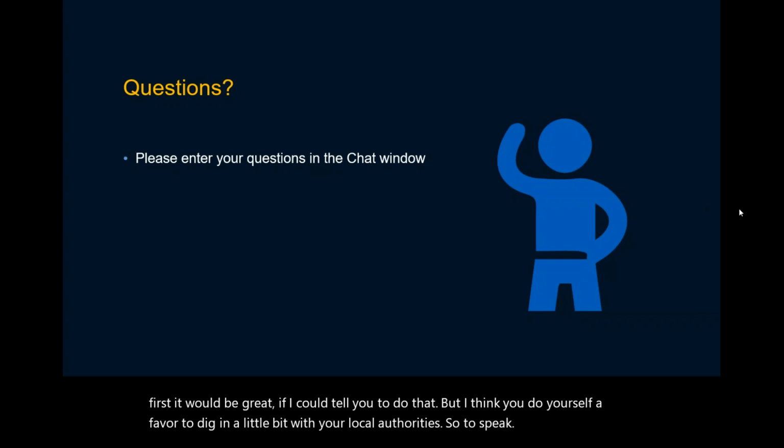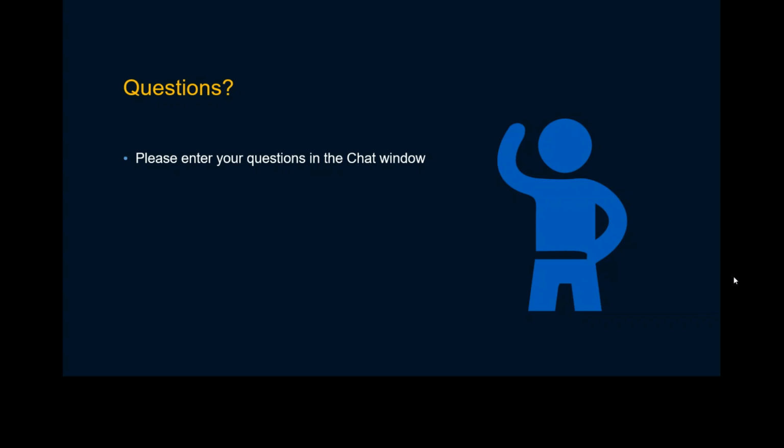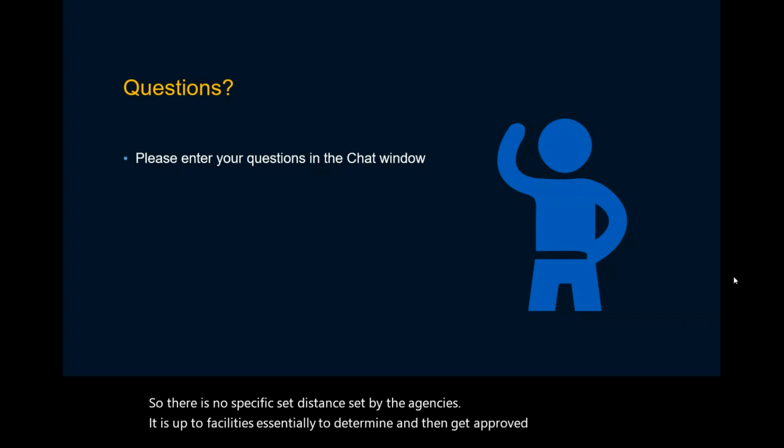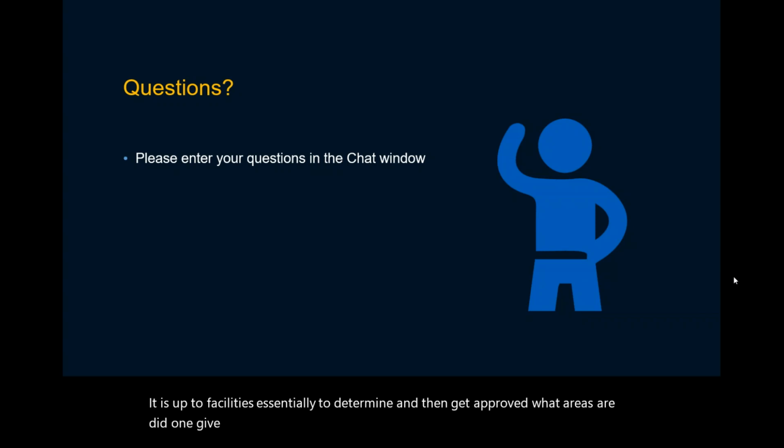Second one I have here is, how does the proximity to a known venting point with natural gas affect the division classification? Are there set distances from these points where you can get to Div 2 from Div 1? So there's no specific set distance set by the agencies. It is up to facilities essentially to determine and then get approved what areas are Div 1, Div 2 related to, you know, how close, for example, to a vent they are.